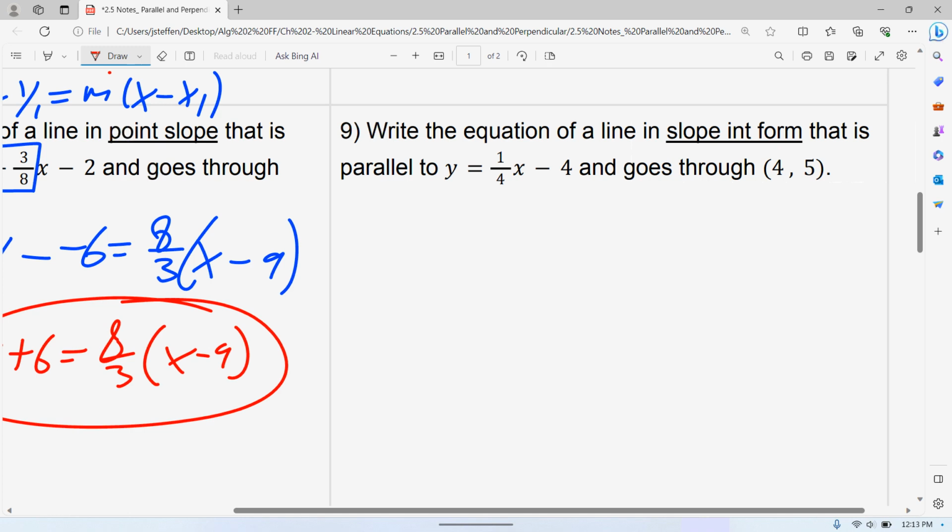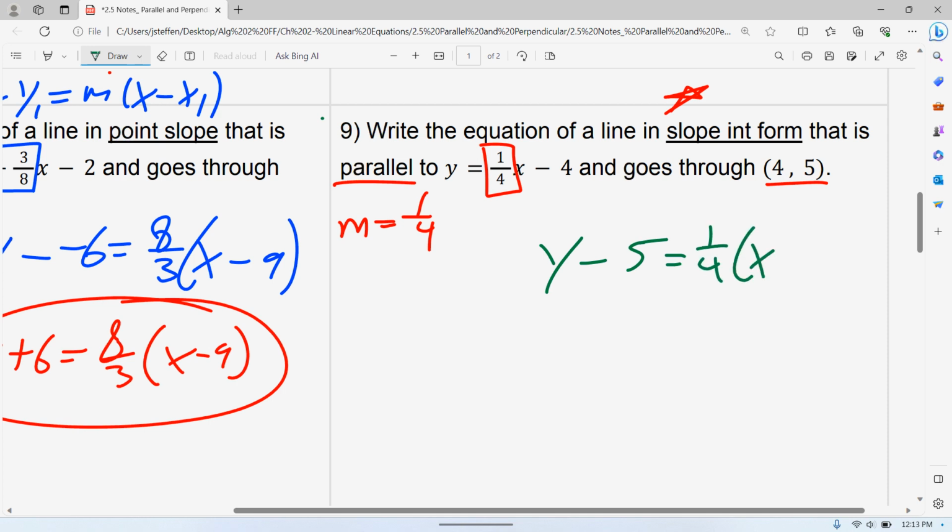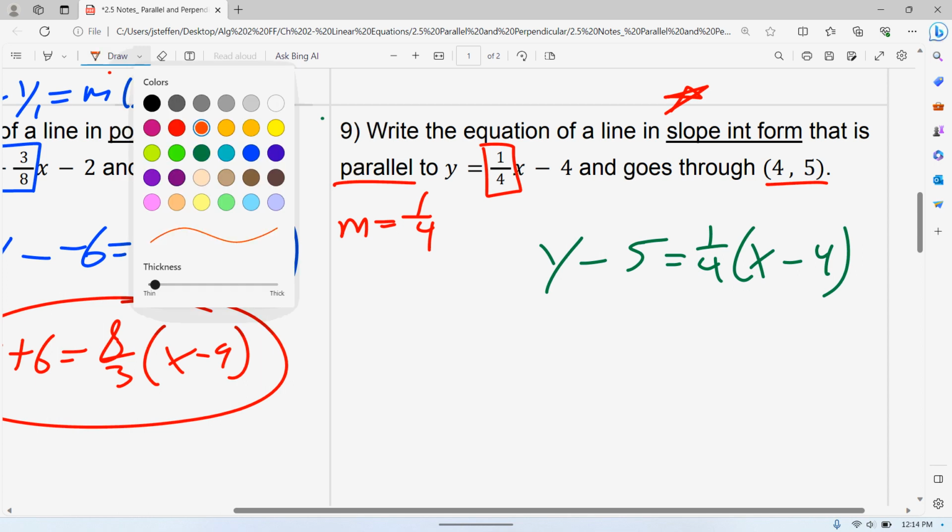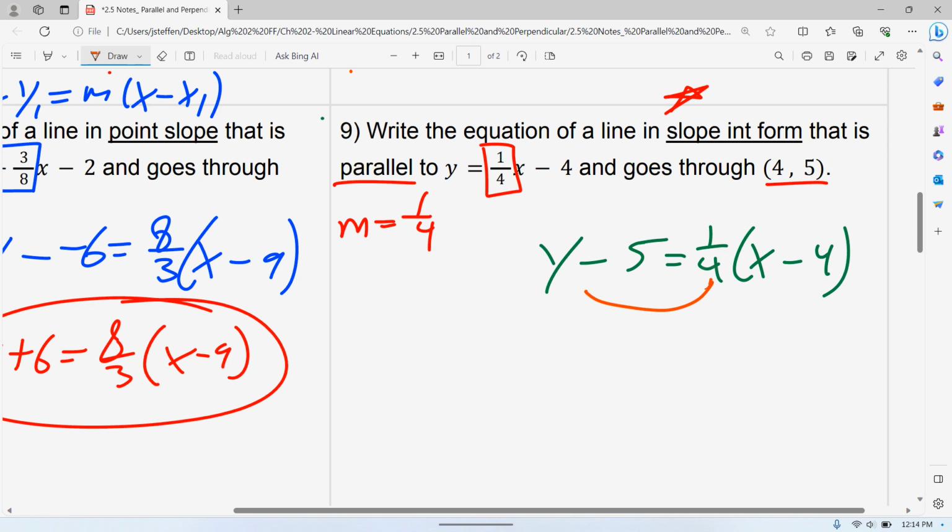So number 9, again, write the equation in slope-intercept form of the line perpendicular to this line, and it goes through the point (4, 5). So again, we start with point-slope form because we have a point. So I have y minus my y1, 5, is equal to 1 over 4 times x minus 4. But the way I did it yesterday, the way I'm going to continue to do it, I multiply my denominator to the left, my numerator to the right. So we have 4y minus 20 is equal to x minus 4.